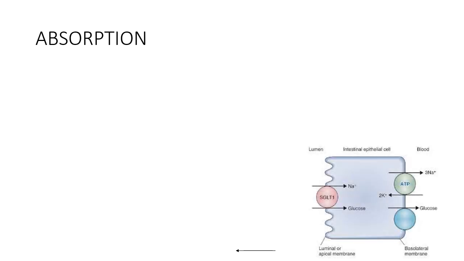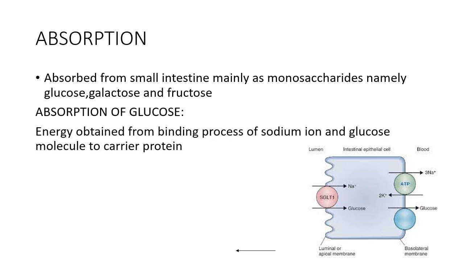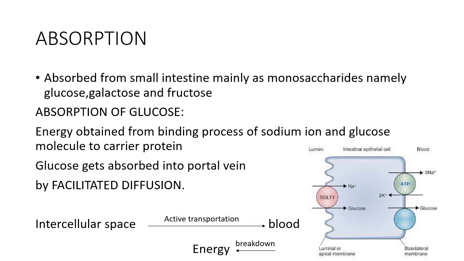Absorption. Absorbed from the small intestine mainly as monosaccharides, namely glucose, galactose and fructose. Energy is obtained from the binding process of sodium ion and glucose molecule to a carrier protein. Glucose gets absorbed into the portal vein by facilitated diffusion. From the intercellular space, it moves to the blood by active transportation. And this gets broken down into ATP and this gets broken down into energy.